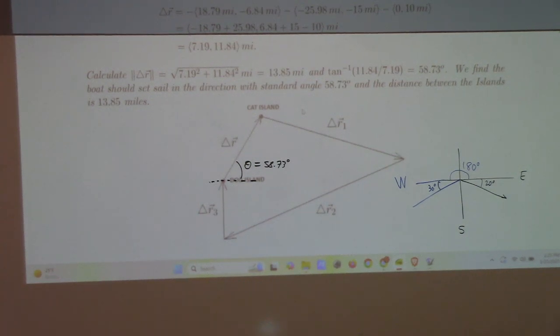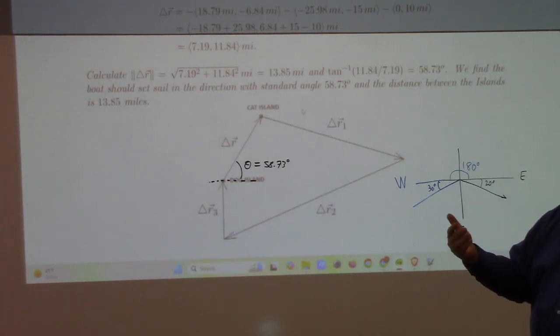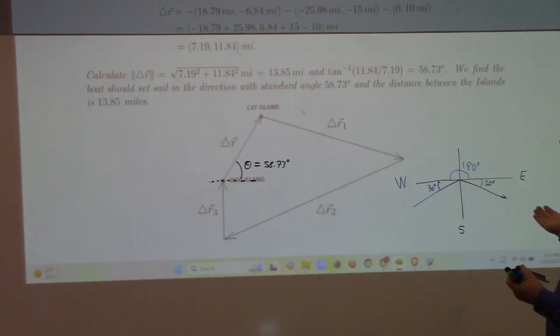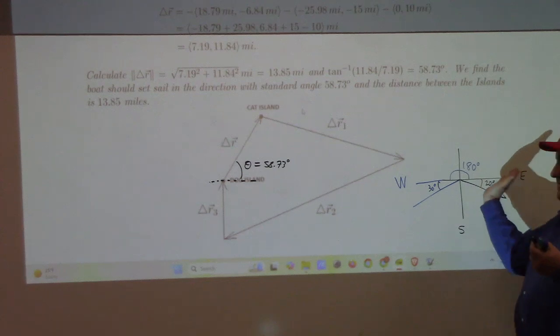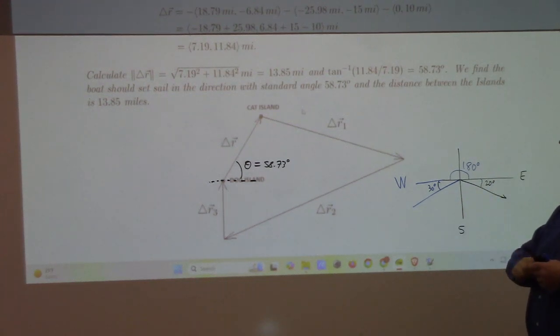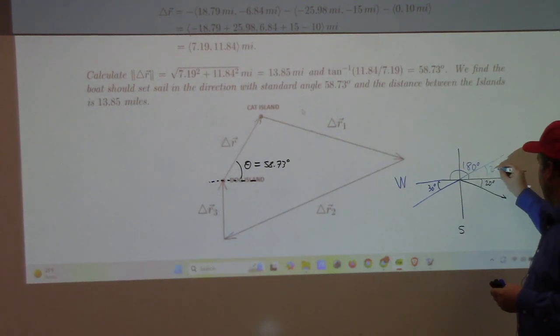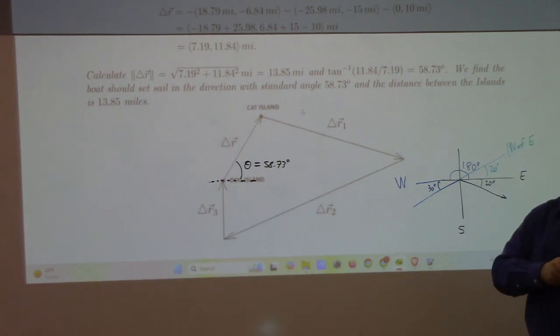So I wanted to look at an example with you guys because I wanted to introduce you to the terminology like south of west or south of east. We could also talk about 20 degrees north of east. What would that look like? That'd be like, where would 20 degrees north of east be? Up here, right? So this is north of east. 20 degrees north of east.